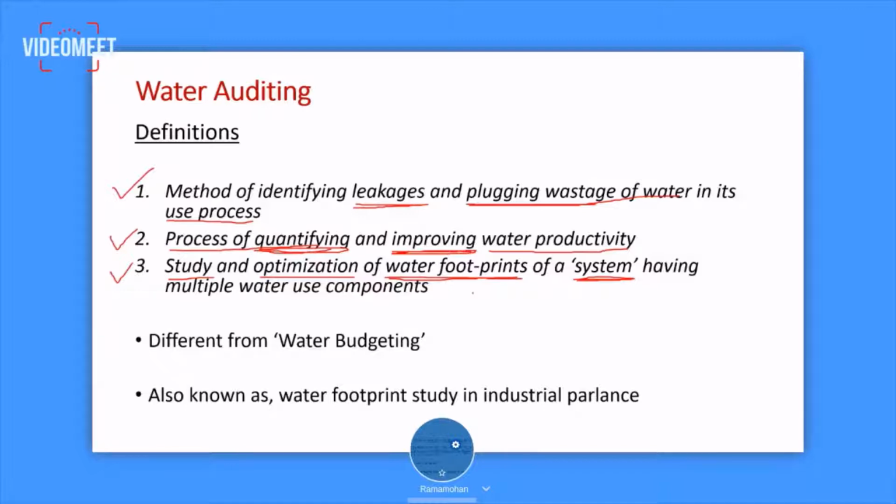So all these processes of manufacture in different units require some amount of water, and then when you see that there are multiple components like that, the multiple water use components all together is called a system. So a car making industry is the system which has several water use components. So in that case, the water footprint, let us say, of a car, if to produce a car in its final shape requires a certain amount of water, then if you do a study on that and try to optimize the water footprints of that system, then it is also called water auditing.